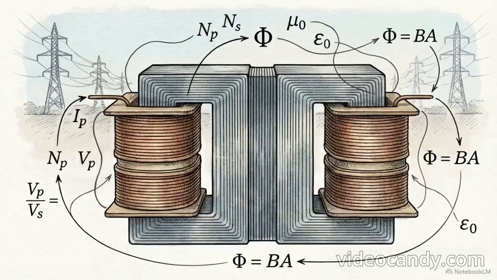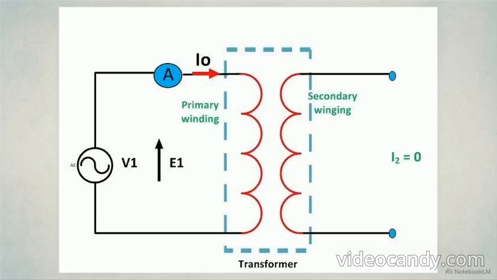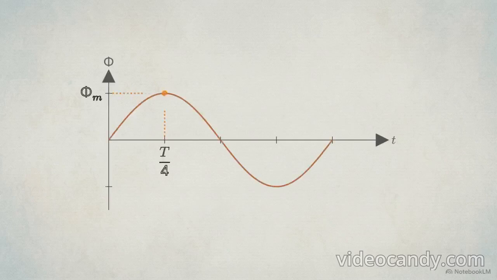To calculate the physical realities and energy losses of an actual transformer, we must first construct an impossibly perfect mathematical baseline, an ideal transformer. This diagram represents an ideal transformer at no load. On the input side, we have the AC source V1, induced EMF E1, and a small no-load current, I0. On the output side, an open circuit means the secondary current, I2, is exactly 0.